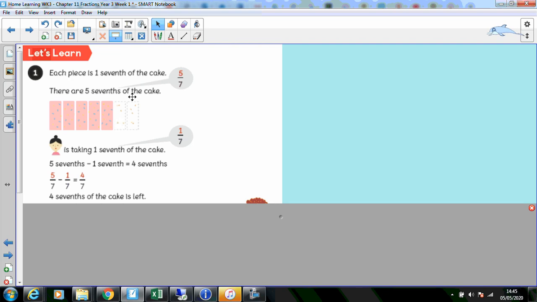There are 5/7 of the cake when Ruby comes along, because she said 2 of them had already been eaten. So we had 7, then 6, then 5. Ruby is taking 1 more 7th of the cake. So we can imagine it's that one. Here it's written as a word sentence and a number sentence. And we know when we look at the picture that if we had 5 pieces available, we were going to be left with 4 of those pieces, or 4/7 of the cake.